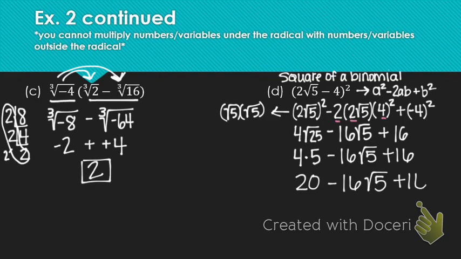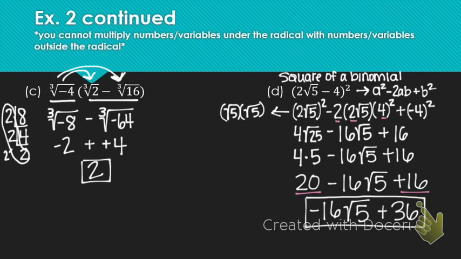Now I can box in my answer, right? No, because I have what? Like terms. I've got a 20 and I've got a 16. Now, I'll pull down the radical term first, just like I would pull down the variable term first. So negative 16 times the square root of 5. And then what's 20 plus 16? 36. Plus 36. Now, can I combine that any further? No, they do not have the same radical piece. So this is my final answer.